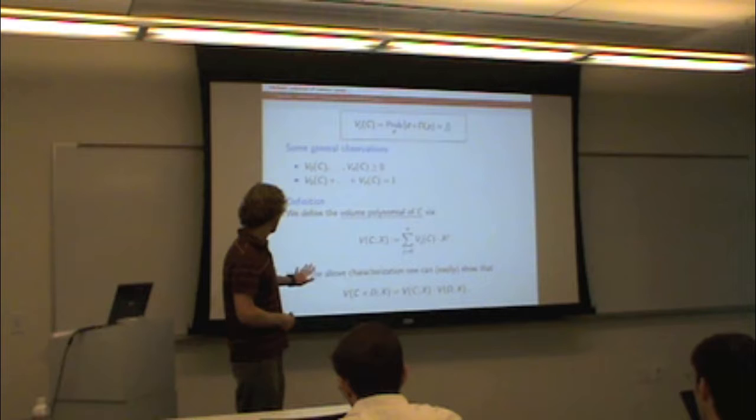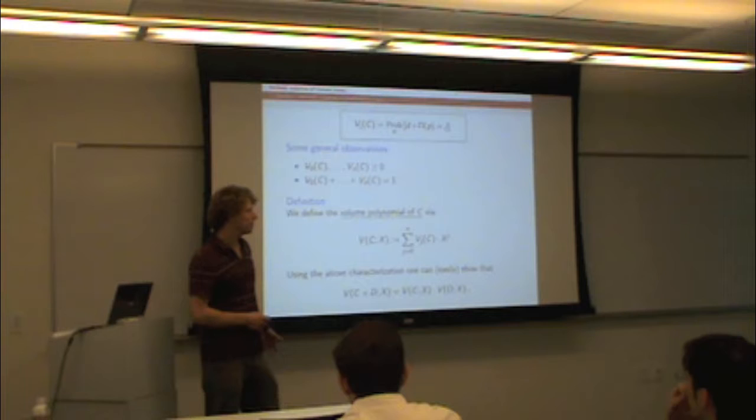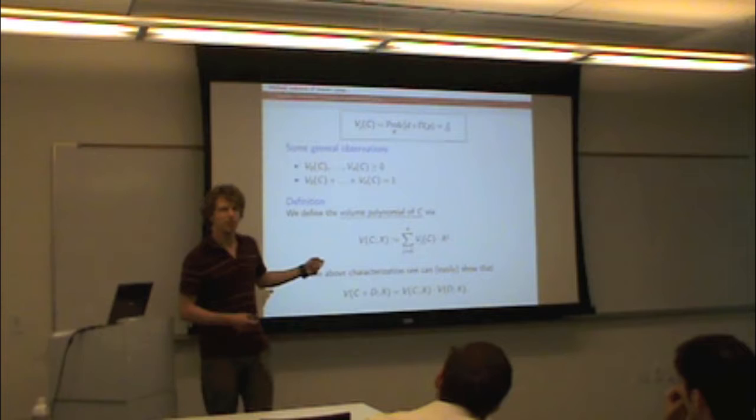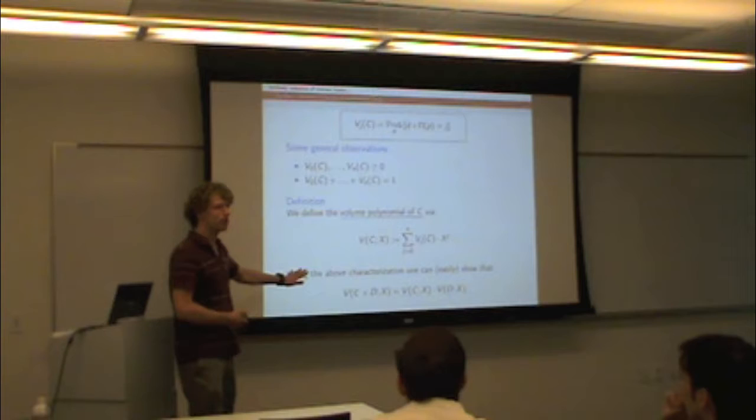I won't sketch the proof, but it's using this characterization that I showed you before. You just have to look at these maps D composed with the projection, and the projection, if you have a product, is just the projection of each component, and then you can look at the dimension. The dimension is additive, and then this gives you the conclusion. So it's not very hard to actually show this.